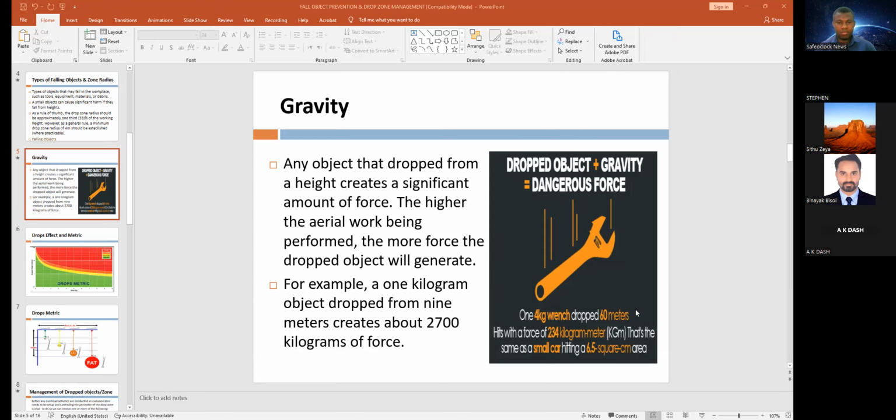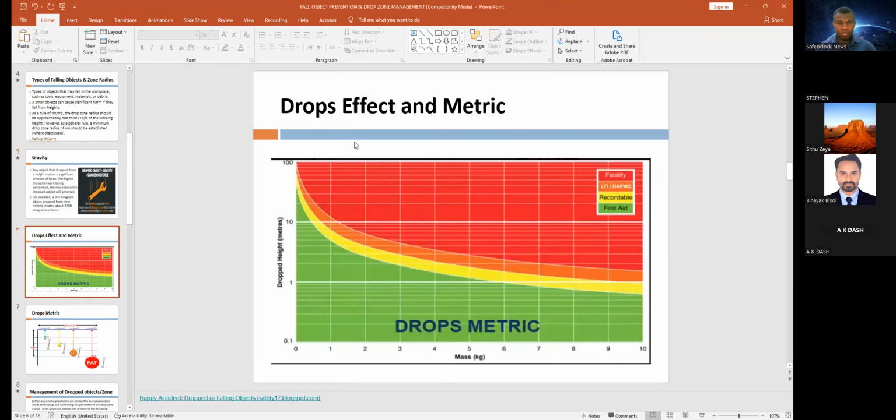Okay, so basically, when you look at it, a sample 1 kilogram object dropped from 9 meters creates about 2,700 kilograms of force. Also, when you look at this drop, I want you to see this drop effect matrix. It tells you how many kg, and the effect it can cause if it eventually leads to an accident.